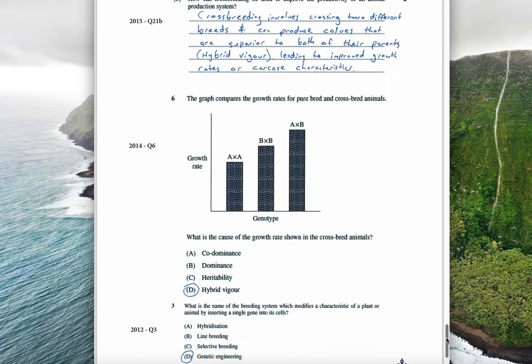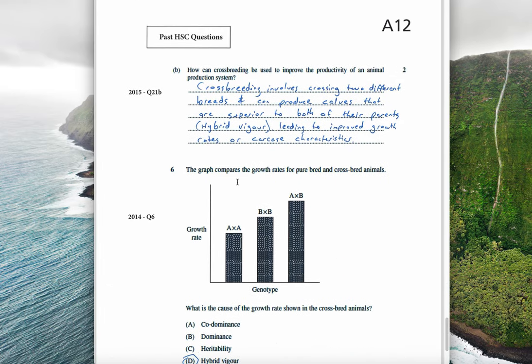If we have a look at the past questions from the last couple of years for this dot point, you can see the first one is, how can crossbreeding be used to improve the productivity of an animal production system? So firstly, we'll say what crossbreeding is. It involves crossing 2 different breeds, and it can produce calves that are superior to both of their parents. That's why this is a key thing here, hybrid vigor.